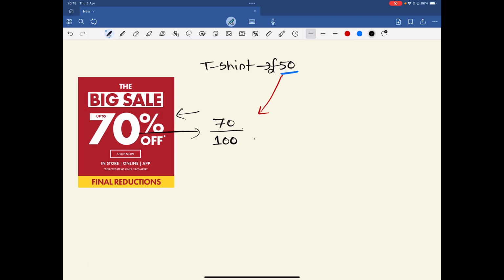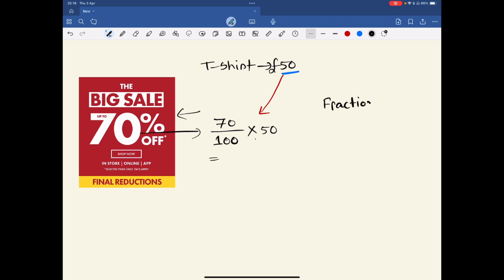So you already write 70 out of 100. That means you can write what 70% means. Now find out 70% of 50. That's how you will write everything. So this is the easy way. You get a fraction. Here, you get a fraction to times with a whole number.